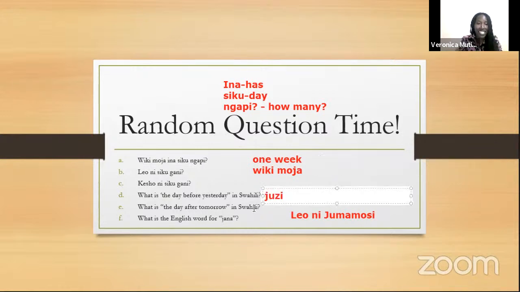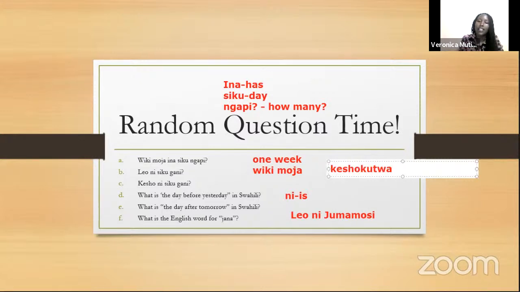And then what is the day after tomorrow in Swahili? The day after tomorrow in Swahili? Kesho kutwa. Yes, kesho kutwa. Yes, let me write that down. Kesho kutwa, for the day after tomorrow. Because kesho is tomorrow, correct?